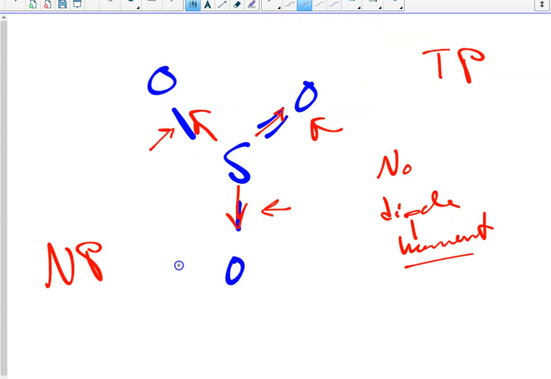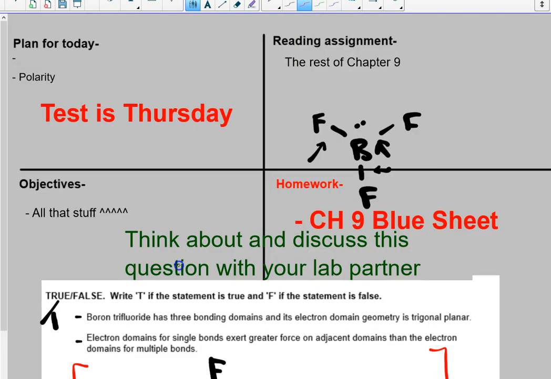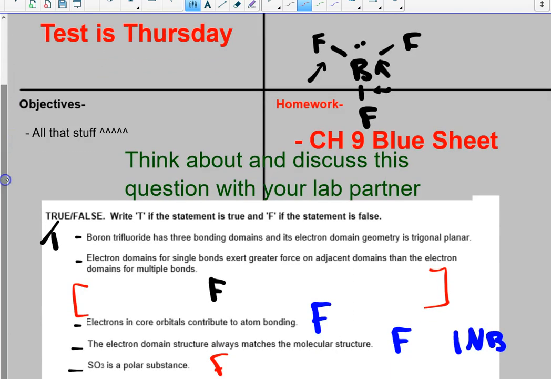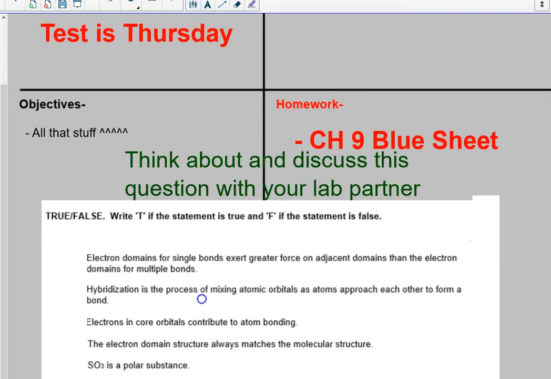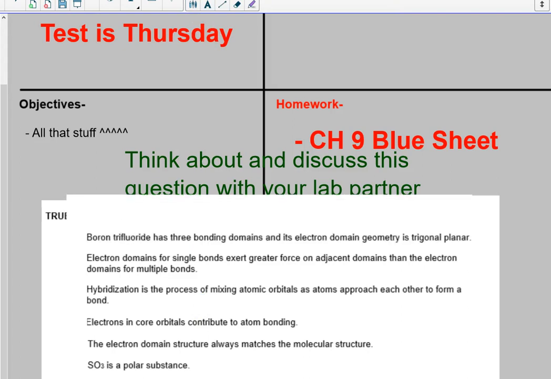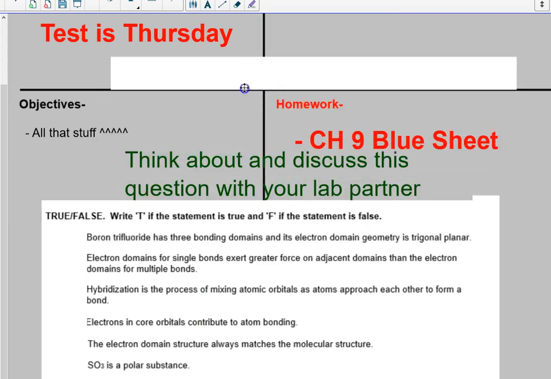Okay, I think this last true-false that we couldn't do, I think it was on one of these. Let me clear all this and then uncover it. Oh, well, I thought it was more technical. This is just pretty much a definition. Hybridization is the process of mixing atomic orbitals as atoms approach each other to form a bond. That is true.